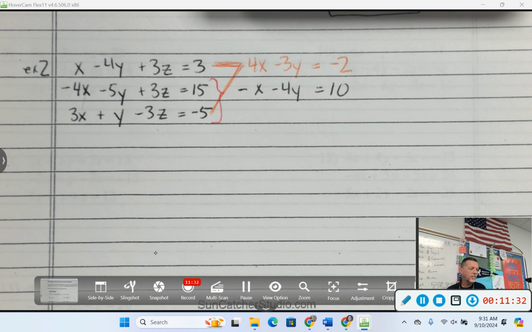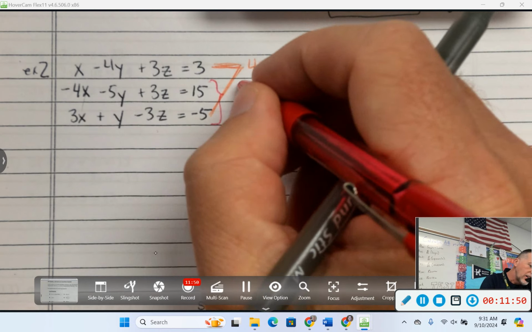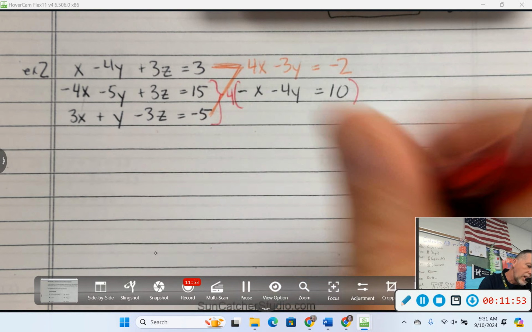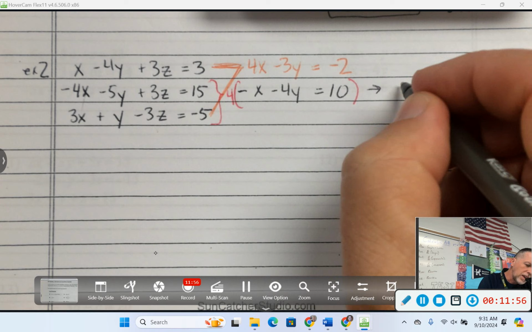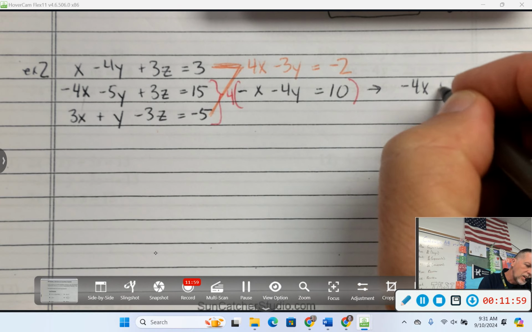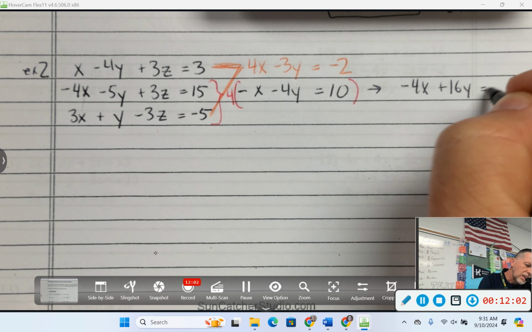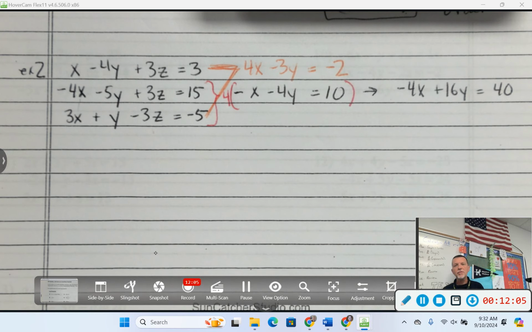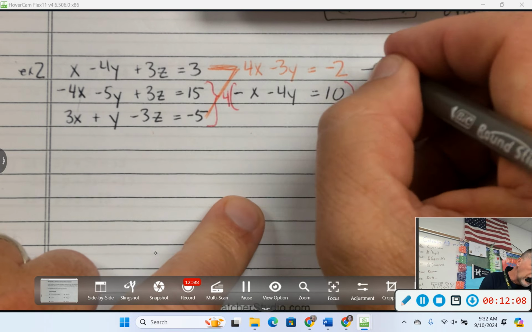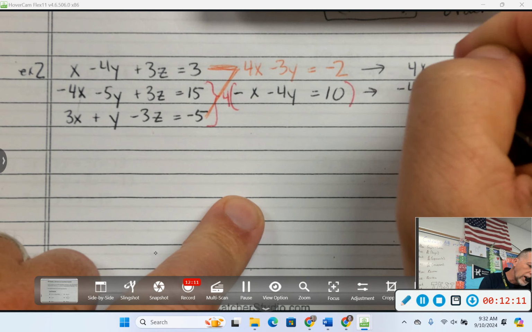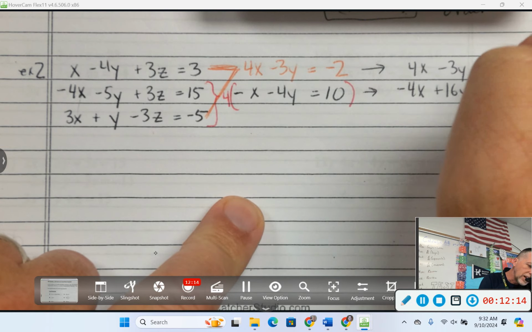Now, nothing's quite as easy on this one. What would you like to do to make something go away? There's like 4 answers to that question, but one good answer. Jacob? Yeah, I'd multiply the bottom one by 4. That would give me negative 4x plus 16y equals 40. Again, make sure you multiply everybody by 4. I'm just going to rewrite this one so they'll be lined up nice and neat. 4x minus 3y equals negative 2.